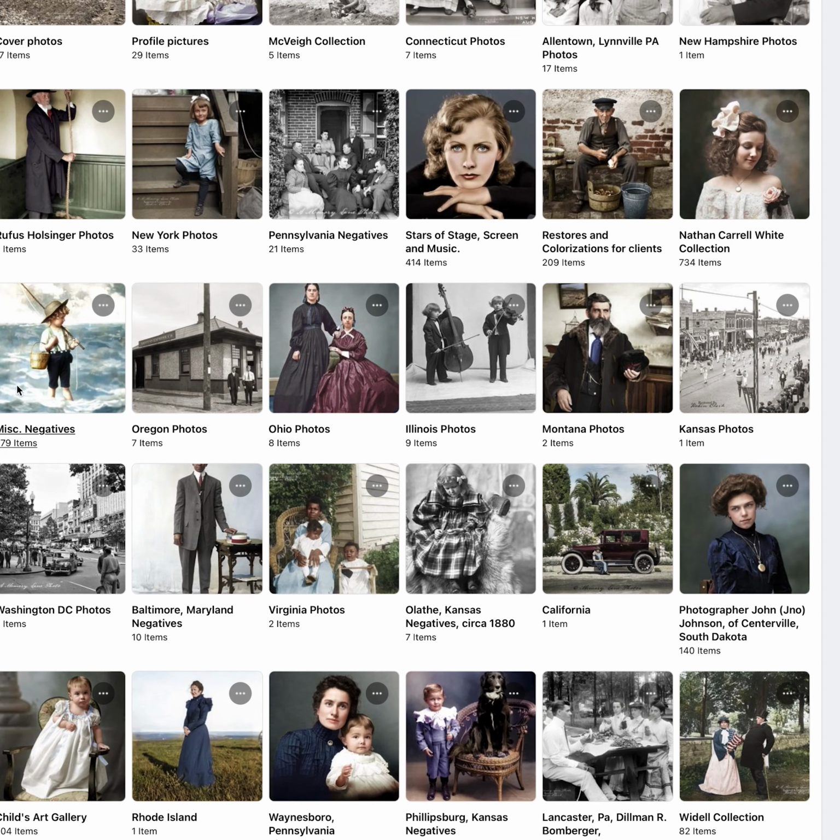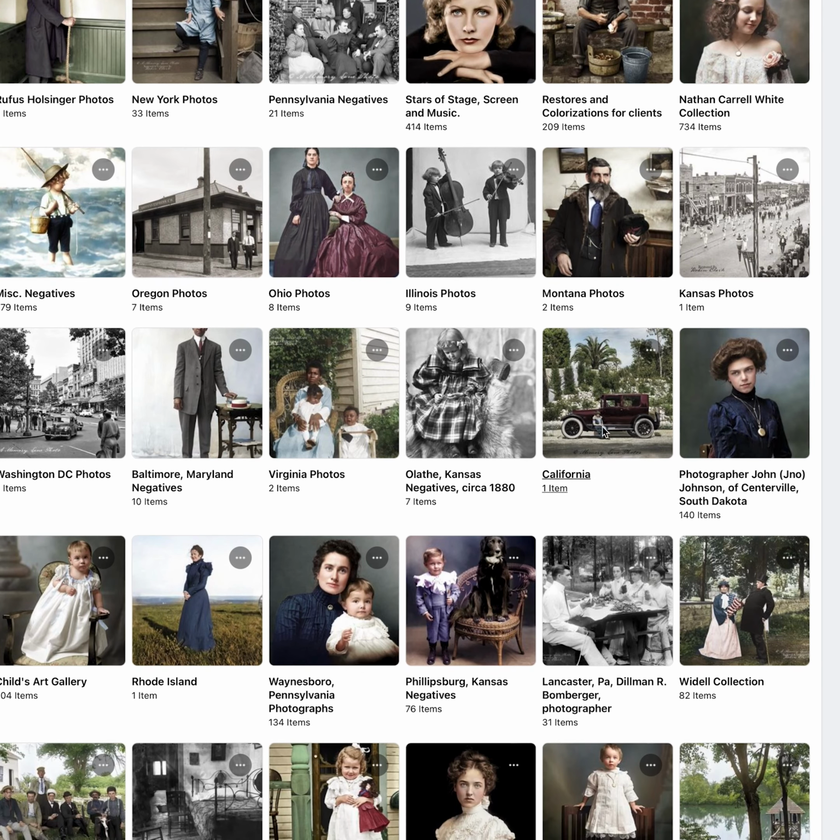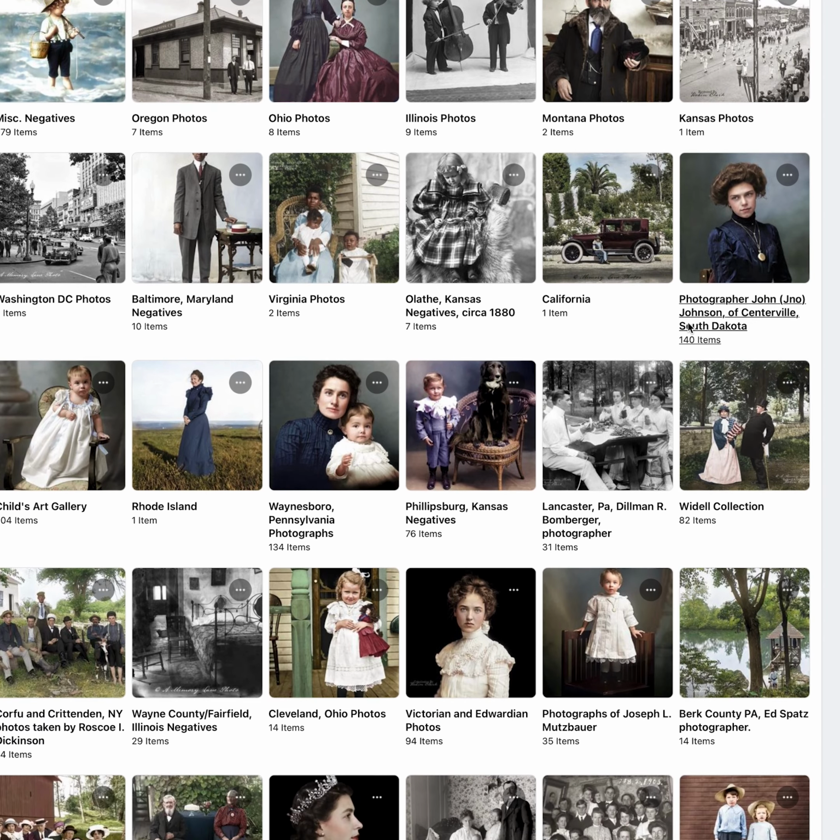Miscellaneous, this is where I don't know what the negatives are, where they're from. I have no idea where they're from. And so I have two California ones, and I have to move this one out of this album, and for some reason, it's giving me fits about that. So eventually this one will be moved to California.